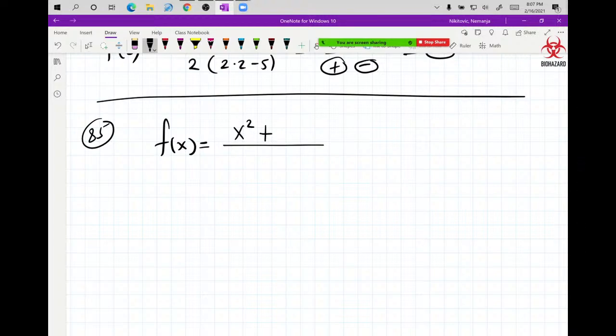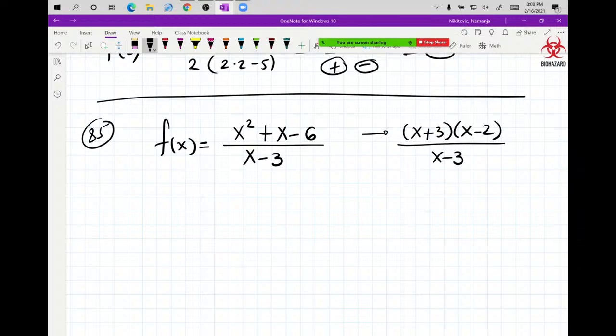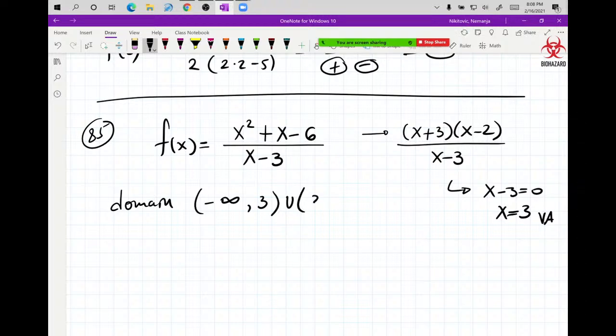X squared plus x minus 6 divided by x minus 3. Remember what I'm doing, immediately factoring, because if I can cancel, that will kill some of the vertical asymptotes. So the top factors into x plus 3, x minus 2, and the bottom stays as x minus 3. Okay, nothing cancels. So in this case, since nothing cancels, x minus 3 equals 0, x equals 3 is the vertical asymptote. It didn't cancel, so it's there. And we immediately have our domain interrupted only at 3, because that's the only vertical asymptote we have.